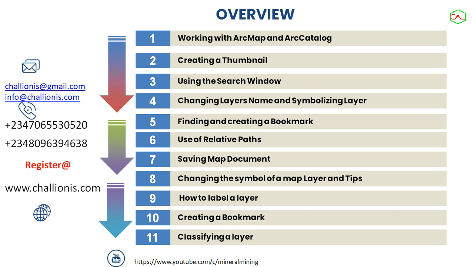So another one is understanding saving, how you can save your map documents and give them some proper names. Then another one is changing the symbol of map layers and tips on how to do that. The ninth one is how to label a layer. You learn how to do your labelings of different kinds. Then creating your bookmarks. And also classifying a layer. So here you're going to save this, and this is actually interwoven.